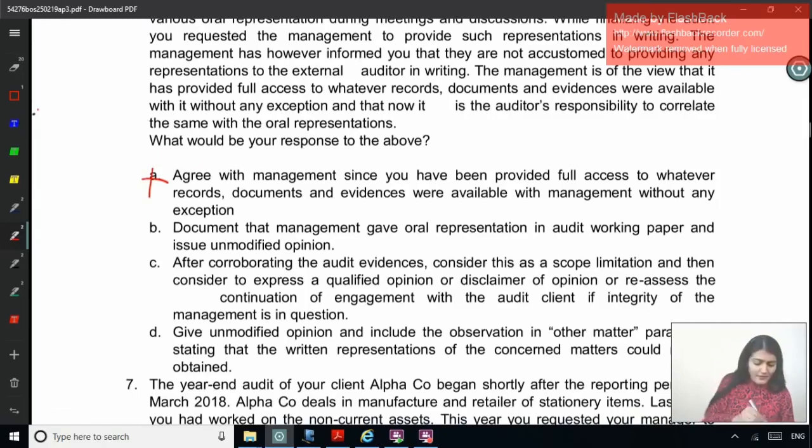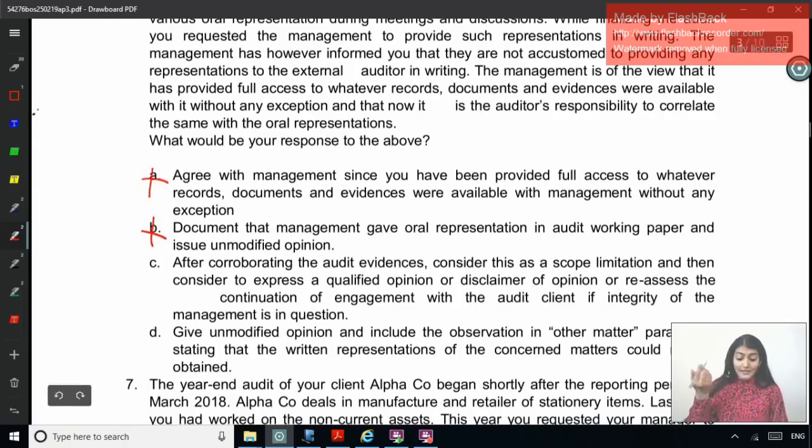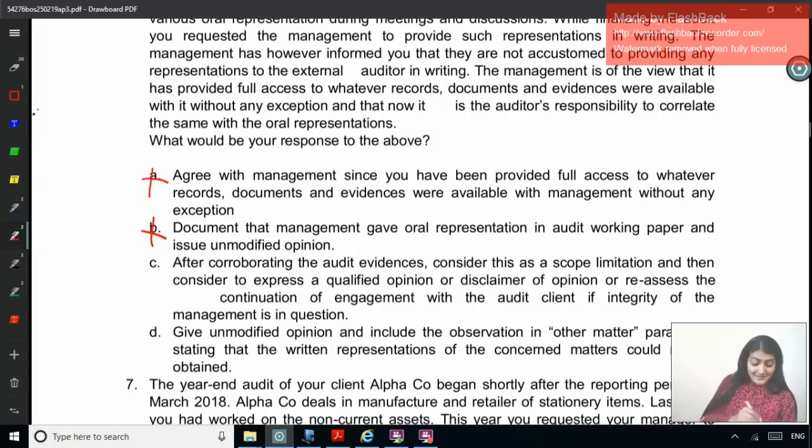No. Right? So out. After corroborating the audit evidence, consider this as a scope limitation and then consider to express a qualified or a disclaimer or reassess the continuation of engagement with the audit client if integrity of the management is in question. This looks like a case study. So this seems to be okay, but I have to read the D also. Give unmodified opinion and include the observation and other matter paragraph stating that the written representations of the concerned matters could not be obtained. No. Right, so the correct answer over here would be C. Right, so an easy one rather.